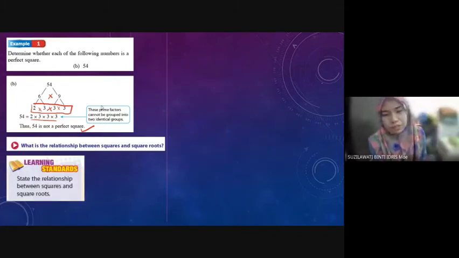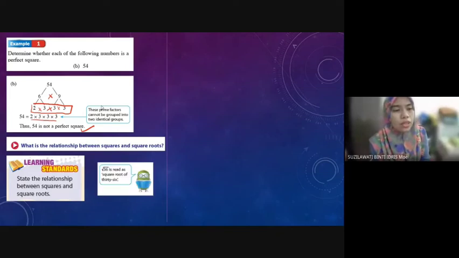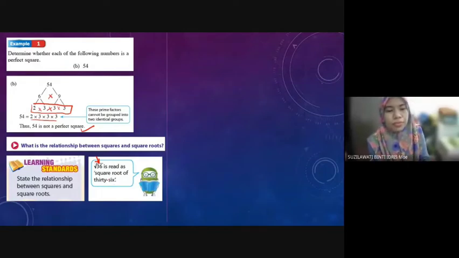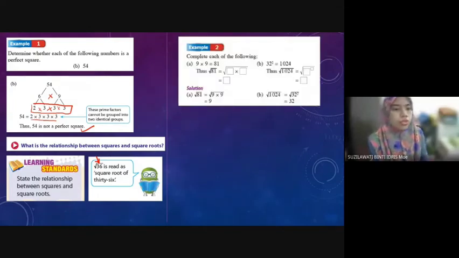What is the relationship between squares and square root? In this subtopic, you need to be able to state the relationship between squares and square root. Look at my slide. This one is read as square root of 36. Square root of 36.